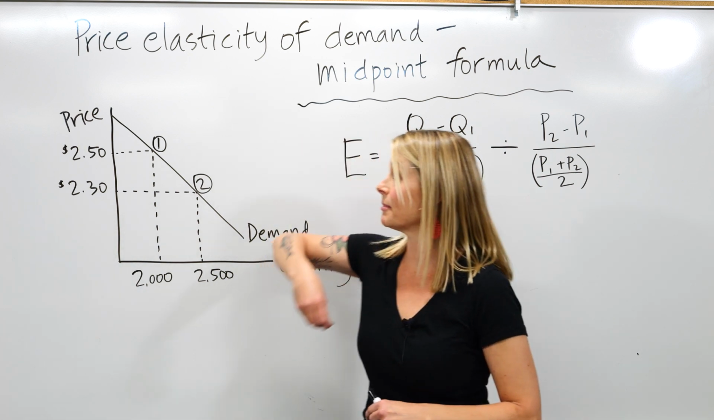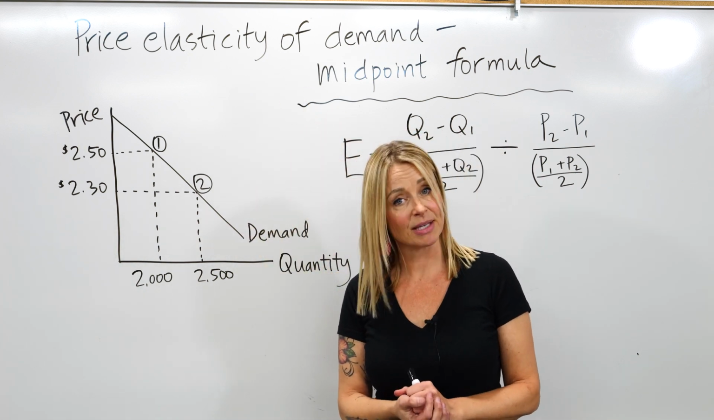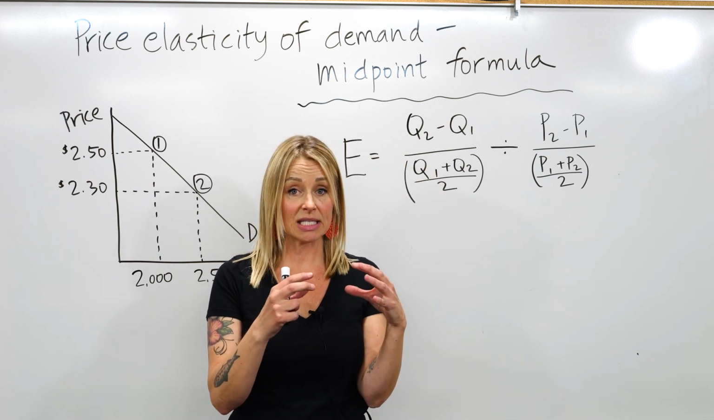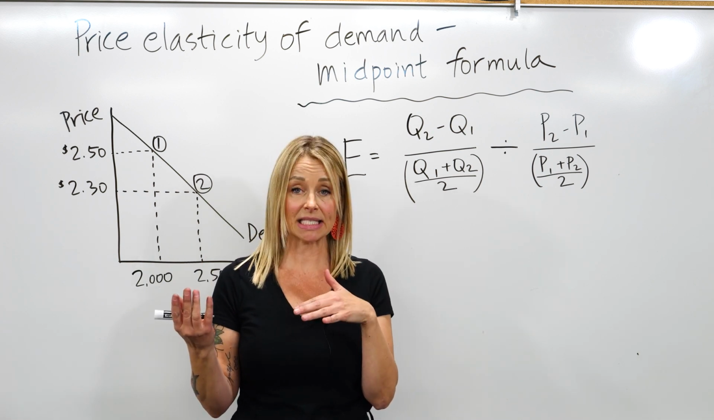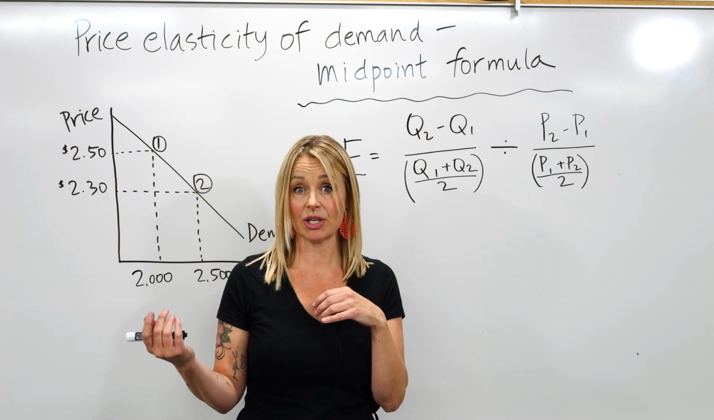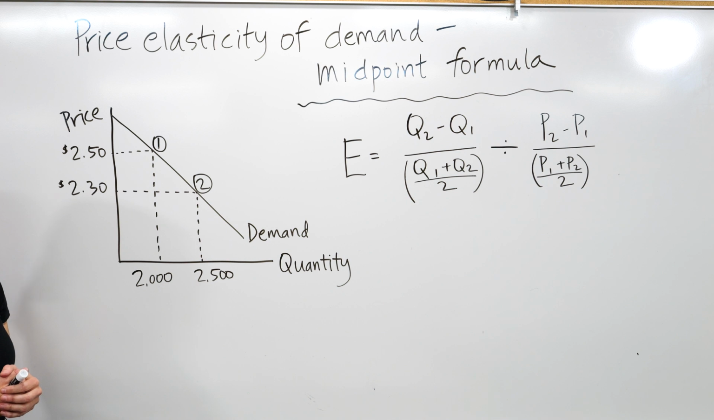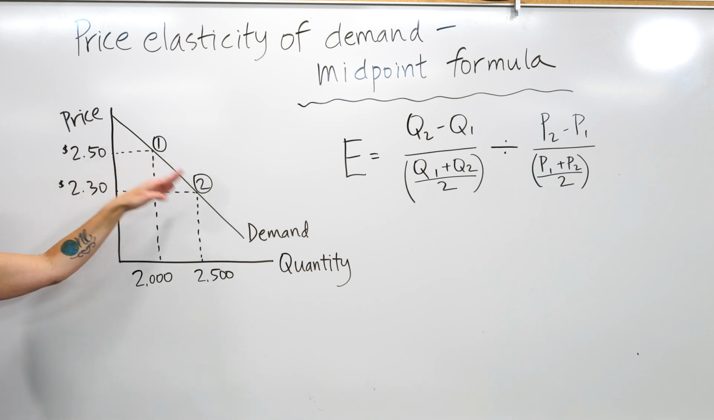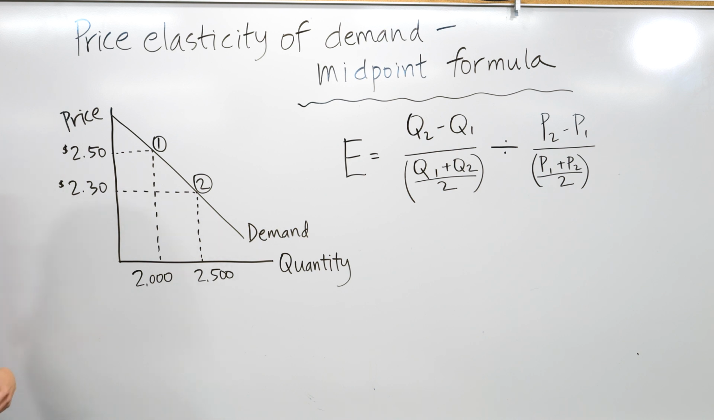Specifically today we're going to be talking about elasticity, the price elasticity of demand using the midpoint formula. So elasticity in general is: if the price was to go up by 1%, by how much would our quantity demanded change in terms of a percentage? So we are looking at our demand curve and we're going to use an example where we start at point 1. The price is $250 and people are demanding 2,000 units. And then we lower the price to $230 and now they want 2,500 units.